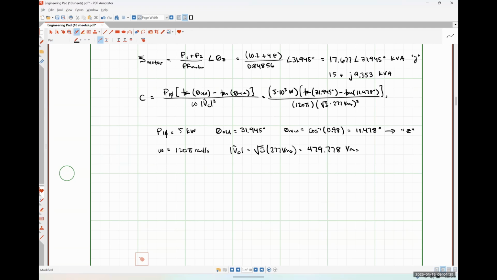Apparently I forgot to store that 11.478 degrees as z, so it was doing it as a complex number. So let me do that real quick. Cosine inverse of 0.98. Store that as z. I get 4 zeros and then 24227. So that's going to look like 24.227 microfarads.